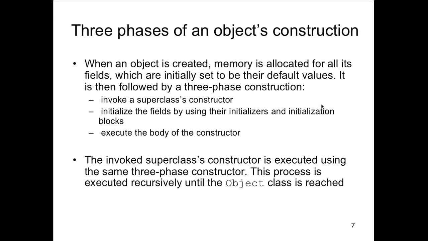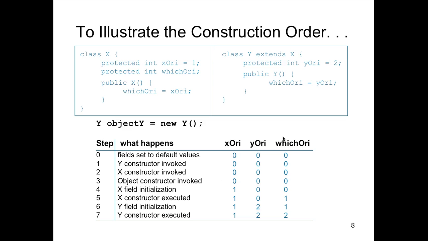A violet creates a purple, and then it creates a violet. So it goes backwards. That's the hardest thing to remember, is to keep the logic in mind. It's not really hard either. The invoked superclass's constructor is executed using the same 3-phase constructor mode. So this process is executed recursively until the object is reached. So it goes backwards, runs everybody from the beginning of the object all the way to the current class, the extended class that you've created.